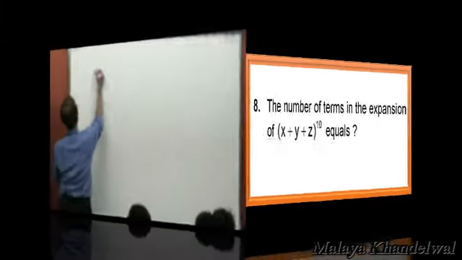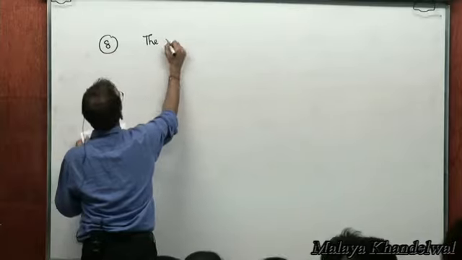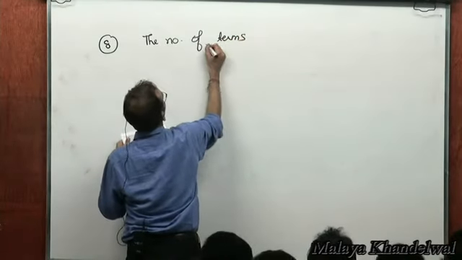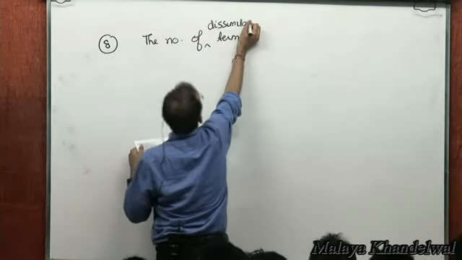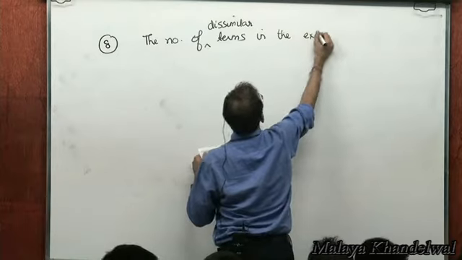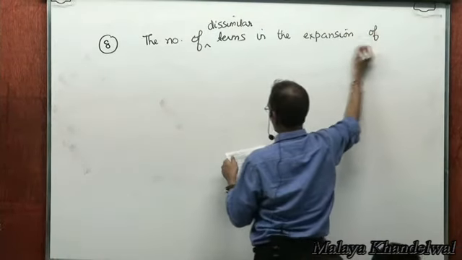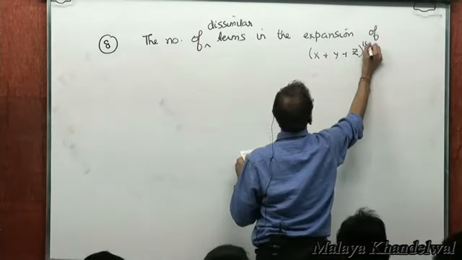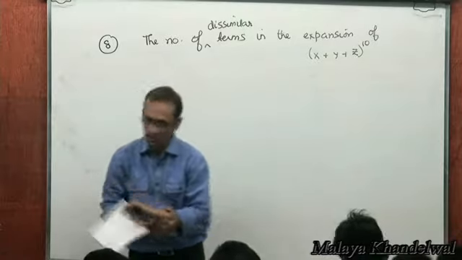Or 8. We need to find the number of terms, in fact dissimilar terms, in the expansion of x plus y plus z whole to power 10. We want to find the number of dissimilar terms in the expansion of this.